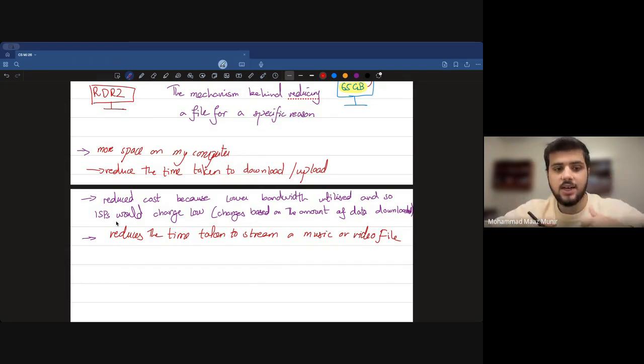So you should mention these kinds of points. It might take less time to stream the file, or it would include reduced cost because lower bandwidth would be utilized. Or you could also talk about one other point, maybe lower bandwidth separately as well.